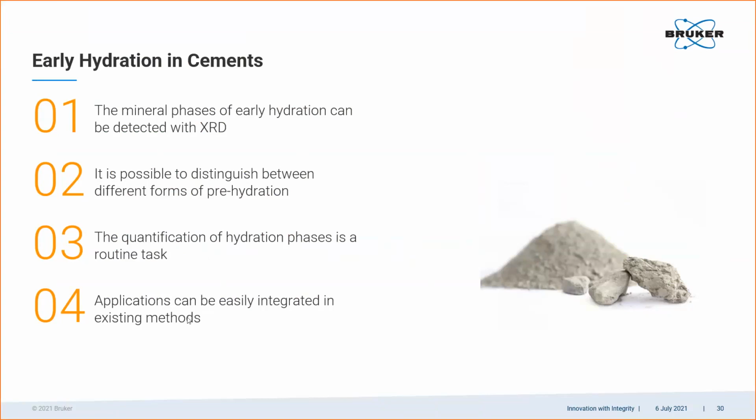And the integration, even in an existing method, can be easily done. The only thing which is really important is a certain type of data quality. If we want to detect such minor phases in a proper way, also with low detection limits, we need a low background, we also need low noise, and we need a flat background. So the air scattering at low angles needs to be controlled properly. The data quality is an important part of the whole story.